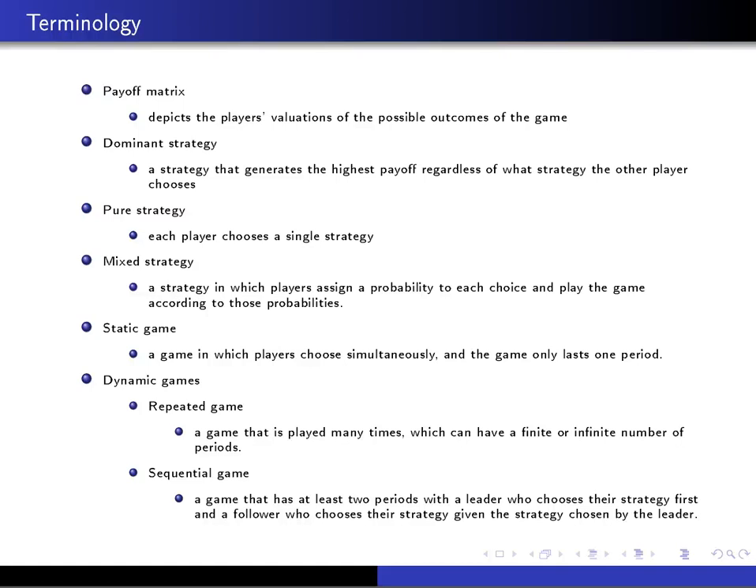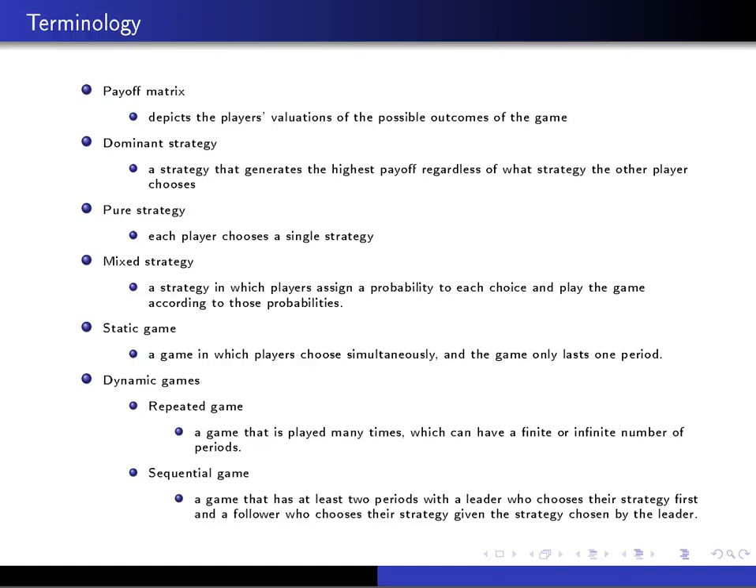Dynamic games occur over time. In general, there are two types of dynamic games. One is a repeated game and the other is a sequential game. A repeated game is a game that is played many times. The unit of time can be finite or it can be infinite.